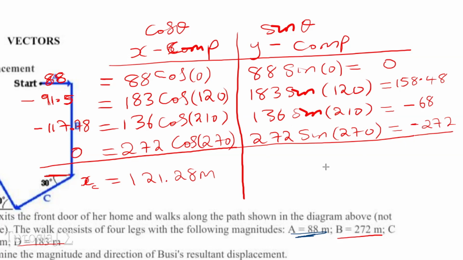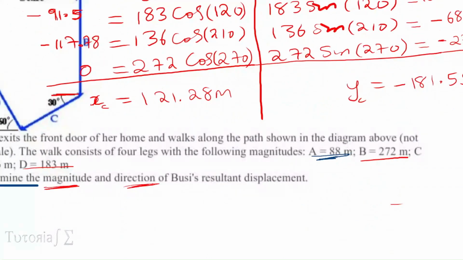So now let's add the y component. What are we getting if we add everything here? 0 plus 158.48 minus 68 minus 272. It's negative 181.55. Like that? Yes. So that will be negative there. So now from here we go on to finding the magnitude and the direction.